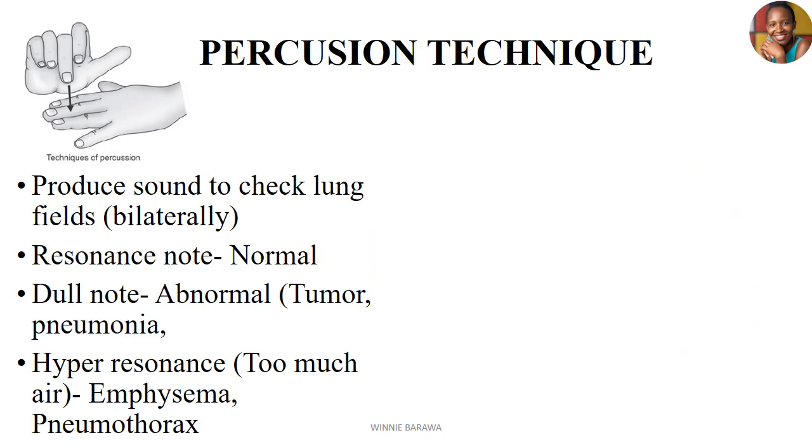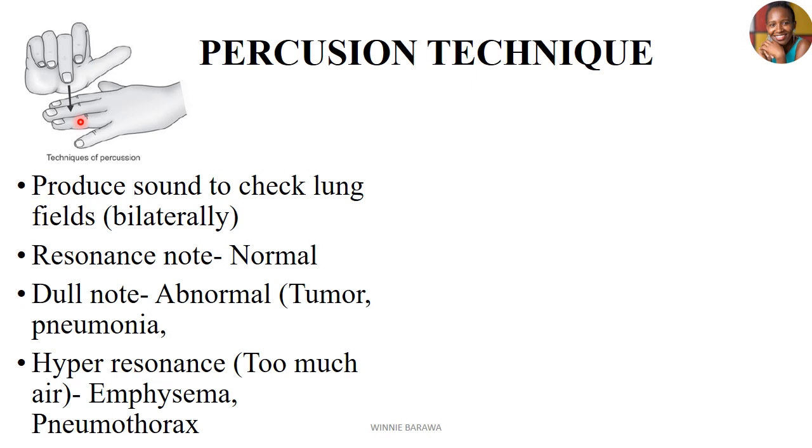Third technique is percussion technique. With percussion technique, we're simply saying we are using a technique where we want to produce sound to check the lung fields. Here you will place your finger on a lung field, and you will tap on that finger using the tip of a finger on the other hand, and you listen to that sound.